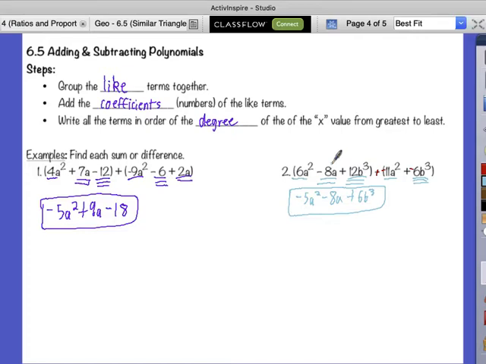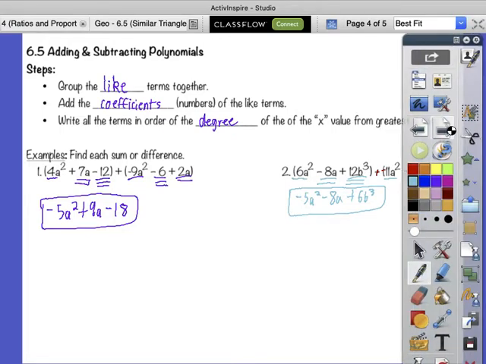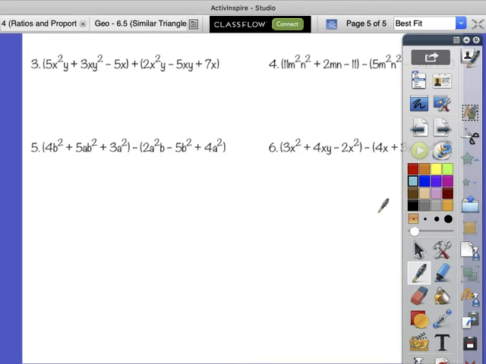And now we look at this and we are in our standard order. The A's come before the B's, and the A's are in descending order. Questions on that? All right. On number 3 here, guys. We only have 4 more examples.